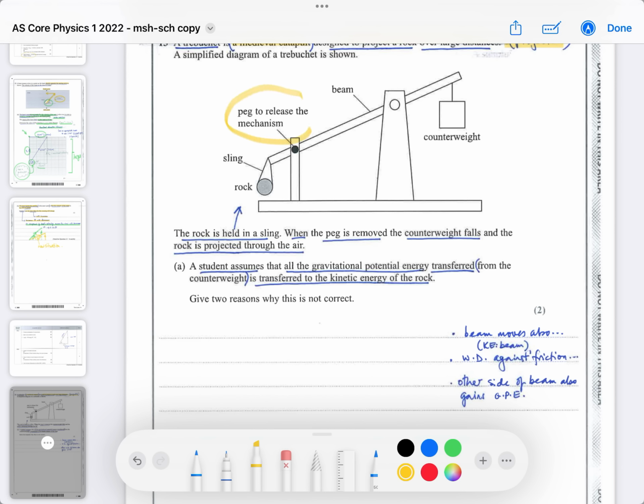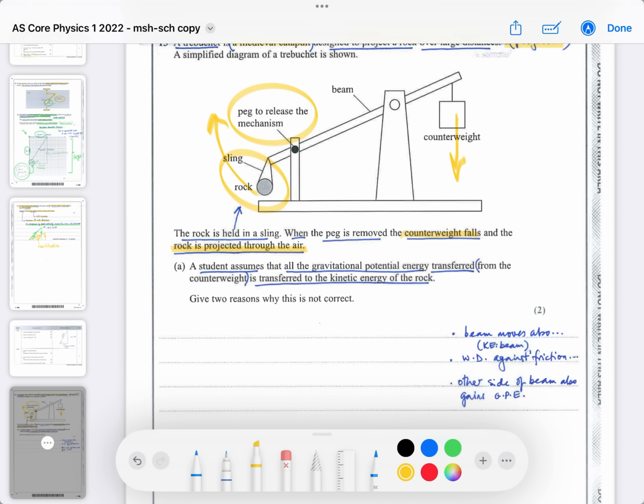Here's the way that you release the mechanism. Presumably when you release it, the counterweight drops, and therefore this end is flung upwards. Okay, a rock is held in a sling, as shown. So there it is, the rock in the sling. When the peg is removed, the counterweight falls, as I said, and the rock is projected through the air.